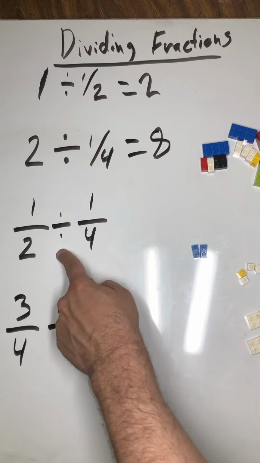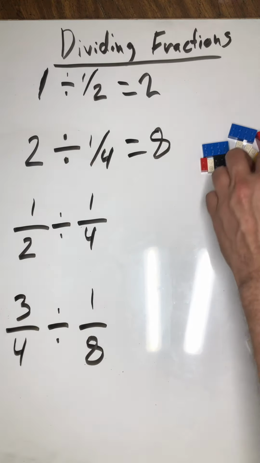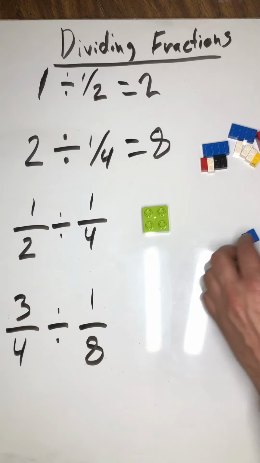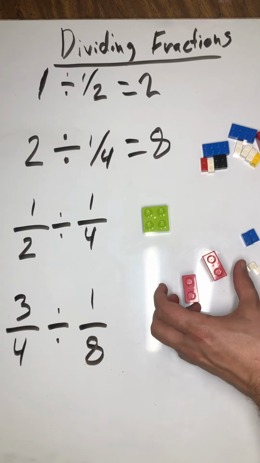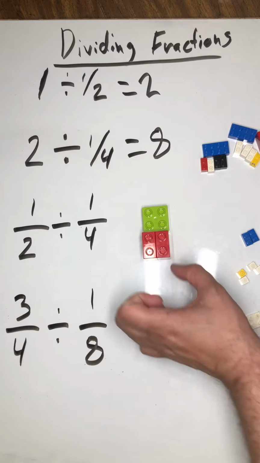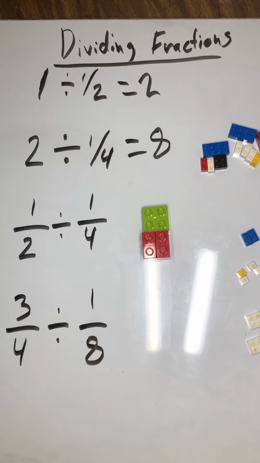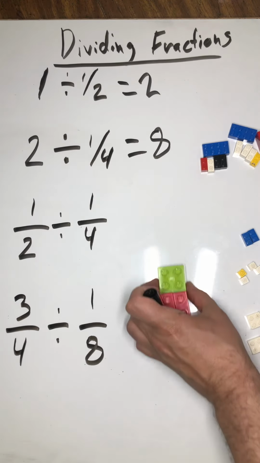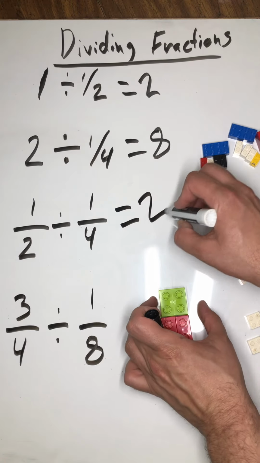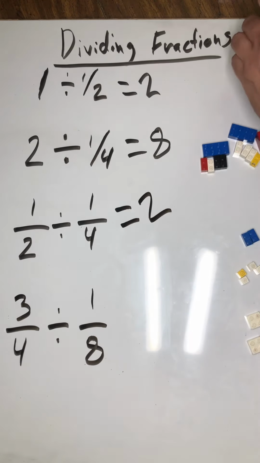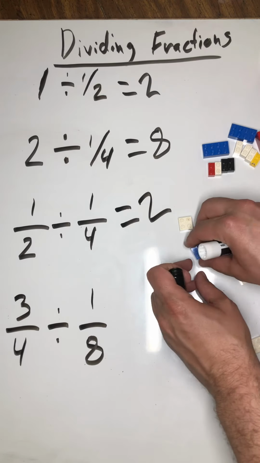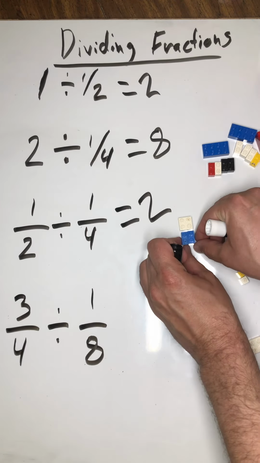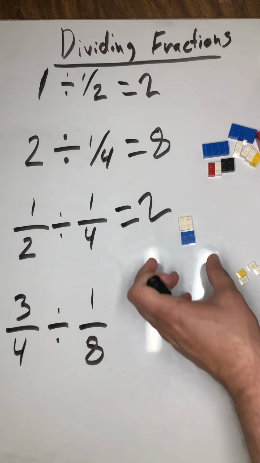Next, I'm going to look at 1/2 divided by 1/4. Well, let's take a half piece. I can use these again. How many of these fourth pieces does it take to equal 1/2? Well, here are my fourth pieces. It takes 2 to create a 1/2 piece. So I can think about it as 2. If we want to see on the smaller ones, here's a half piece, and it'll be 2 of these fourth pieces to create that, just like that.